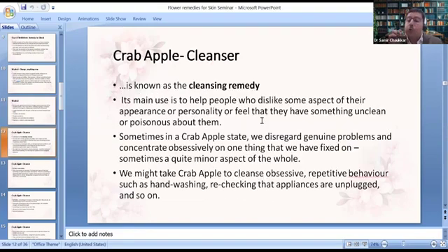Next, of course, the most important remedy, which you have to have in your box when you're treating skin problems, is crab apple. What is crab apple? Crab apple is a cleansing remedy, साफ करने वाला, अंदर से साफ करने वाला, which cleans. It's like a jhadu wala. It cleans all the gandagi from our life.